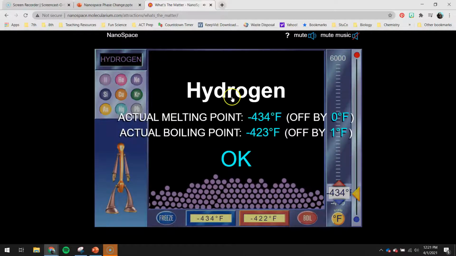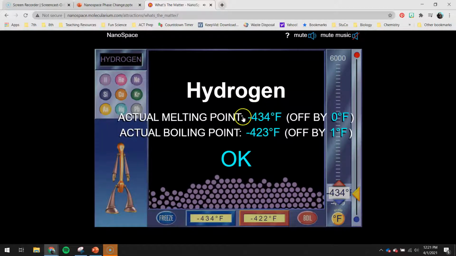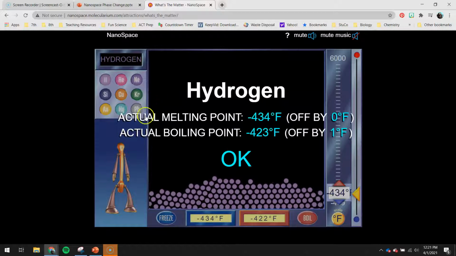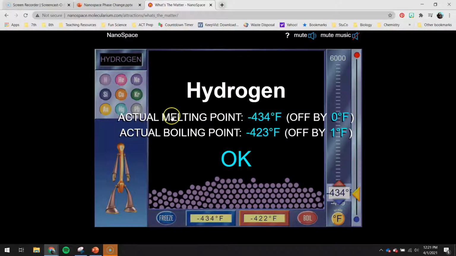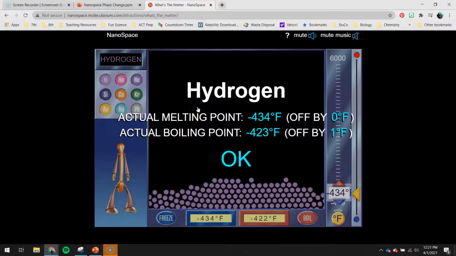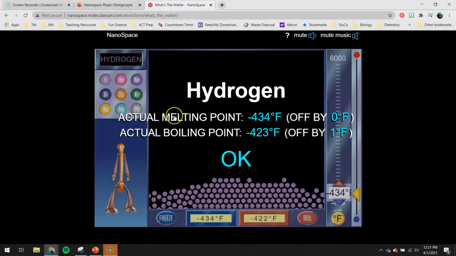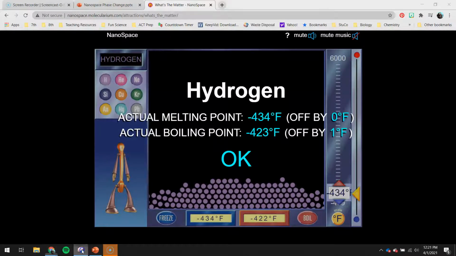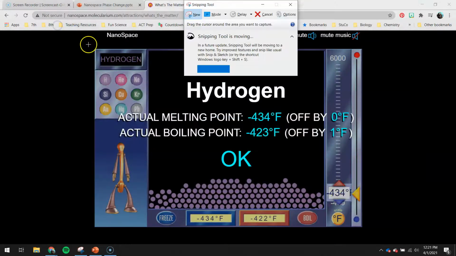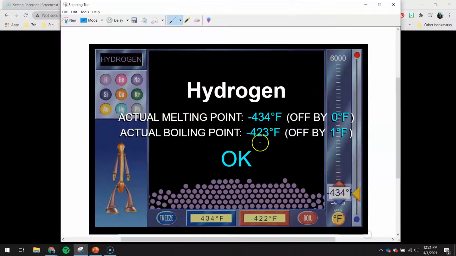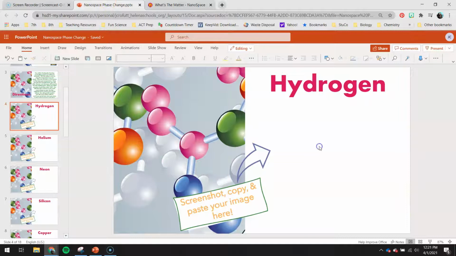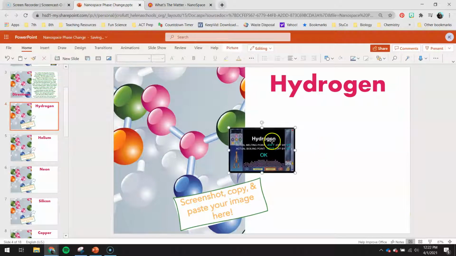And then it'll show me, all right, here's your actual melting point, which was 434. It actually refers to it as a melting point. So that's the point at which our solid turns into a liquid, which is also the same as our freezing point, where our liquid turns back into a solid. And then our boiling point is 423. So what I'm going to do is snip this right here, copy that, and put it into our PowerPoint.